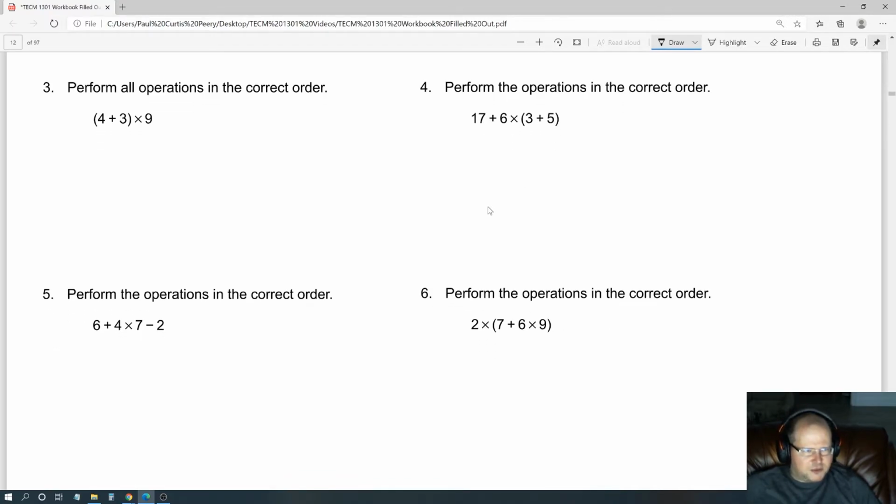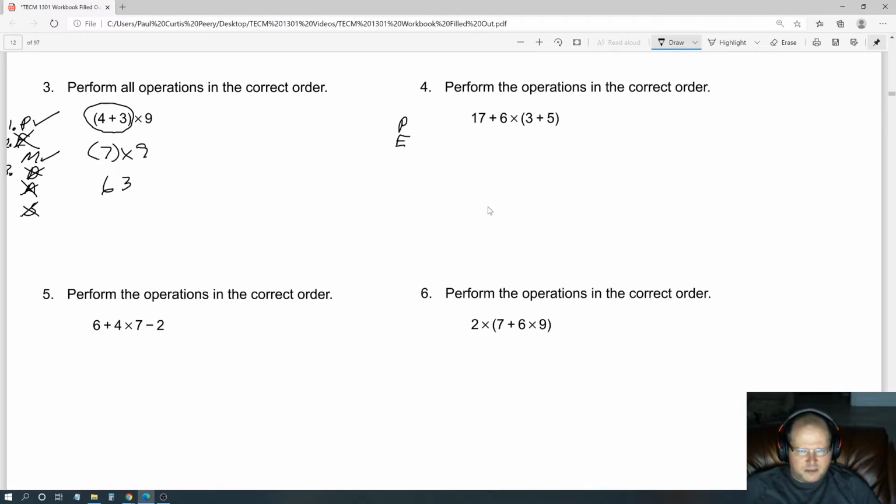Okay, so let's try the next one, number 3. Again, we're dealing with PEMDAS. P for parentheses means we have to do these parentheses first. So 4 plus 3 is 7. Then we move on to exponents, but there are no exponents or roots. Then the third step, multiplication or division, whichever comes first from left to right. There is multiplication, and 6 times 7 is 63. There's no division, addition, or subtraction, so you're done.